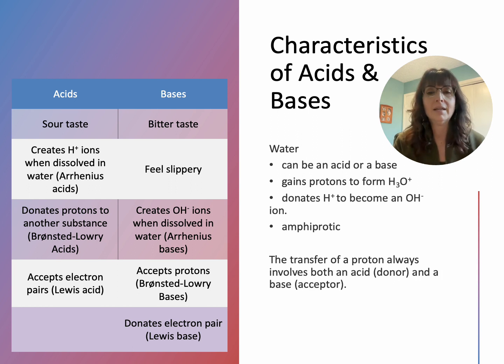and bases. Acids are sour tasting while bases are bitter. Acids generate or create hydrogen ions or protons. They donate protons to another substance, and they can accept an electron pair if they're Lewis acids. Bases, they feel slippery. These usually generate hydroxide ions, OH. When dissolved in water, they can accept protons. That makes them a Bronsted-Lowry base, and they donate electron pairs with Lewis bases.